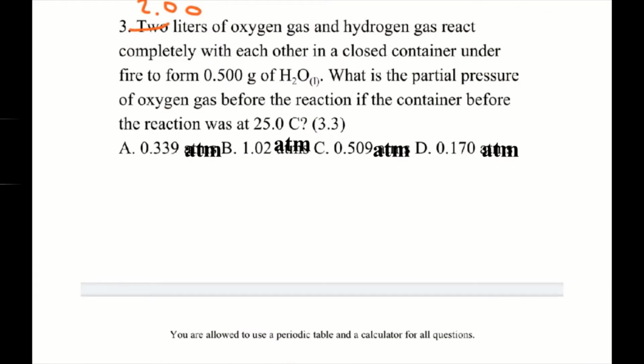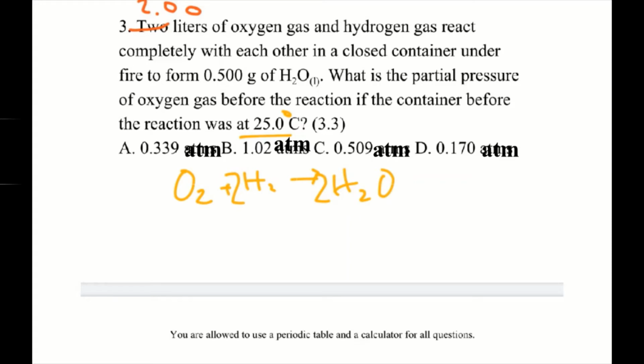Number 3, 2.00 liters of oxygen gas and hydrogen gas react completely with each other in a closed container under fire to form 0.500 grams of water. What is the partial pressure of oxygen gas before the reaction if the container before the reaction was at 25.0 degrees Celsius? Let's try to figure this out. Well, let's write the reaction between O2 and H2 first. O2 plus H2 becomes H2O. We're going to put 2 there and a 2 here, and our reaction is balanced.